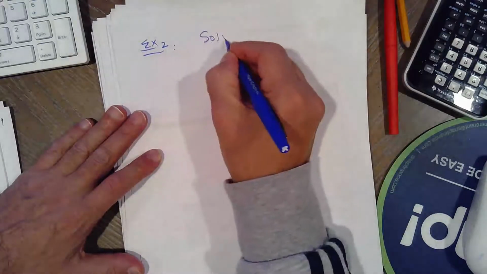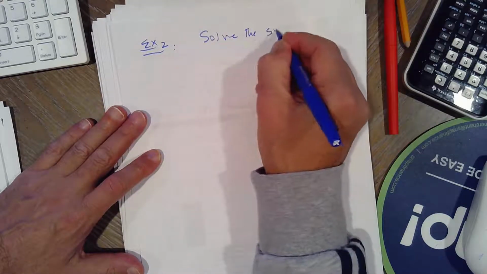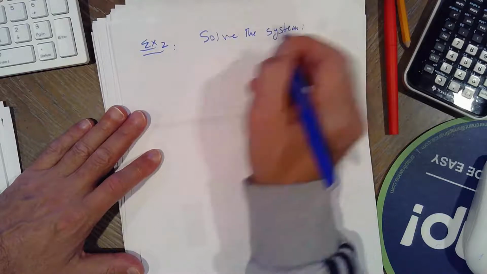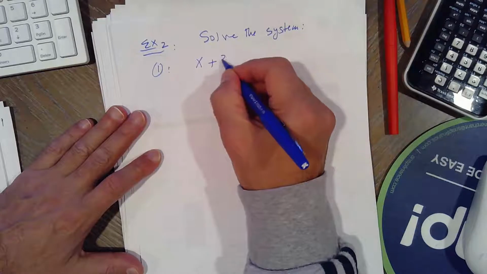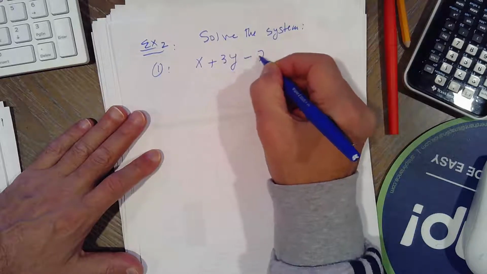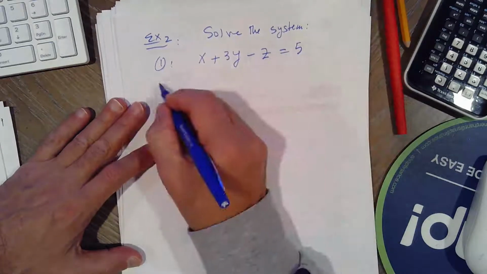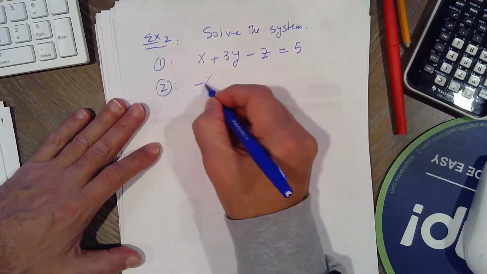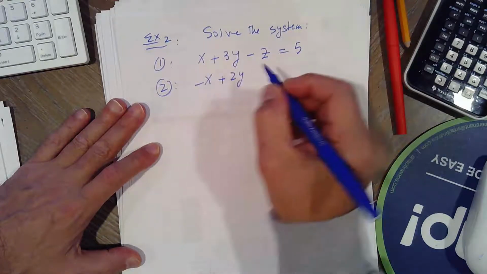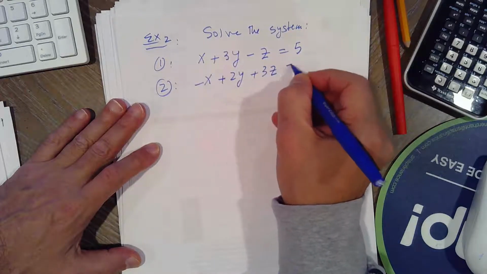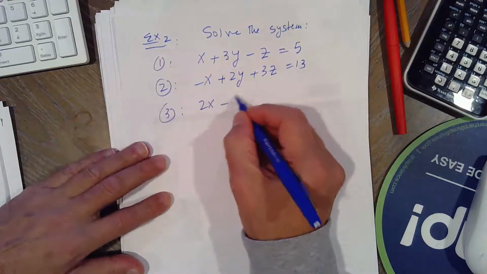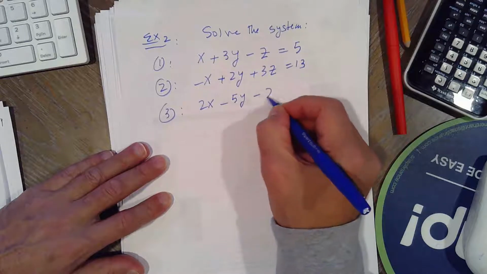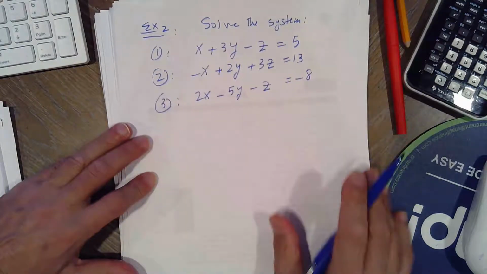Again, how do we solve the system? Equation 1: x plus 3y minus z equals 5. Equation 2: negative x plus 2y plus 3z is 13. And equation 3: 2x minus 5y minus z is negative 8.